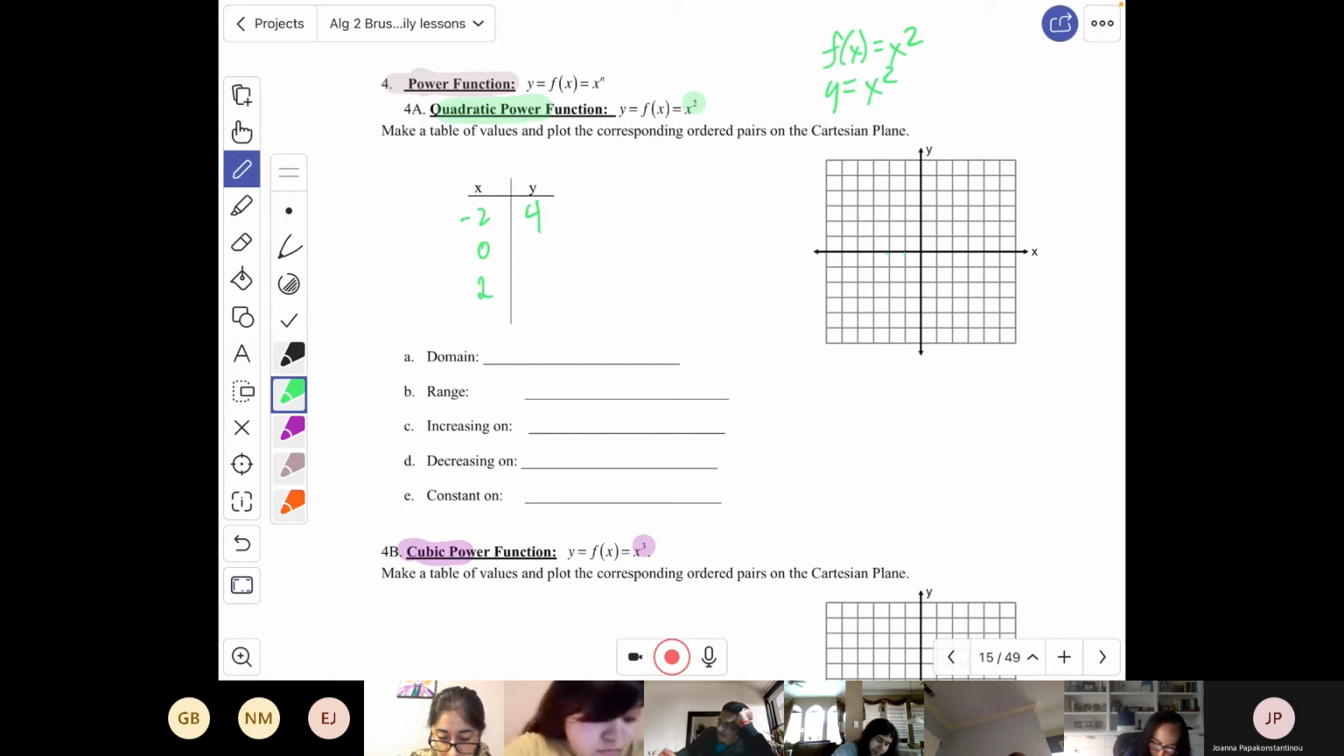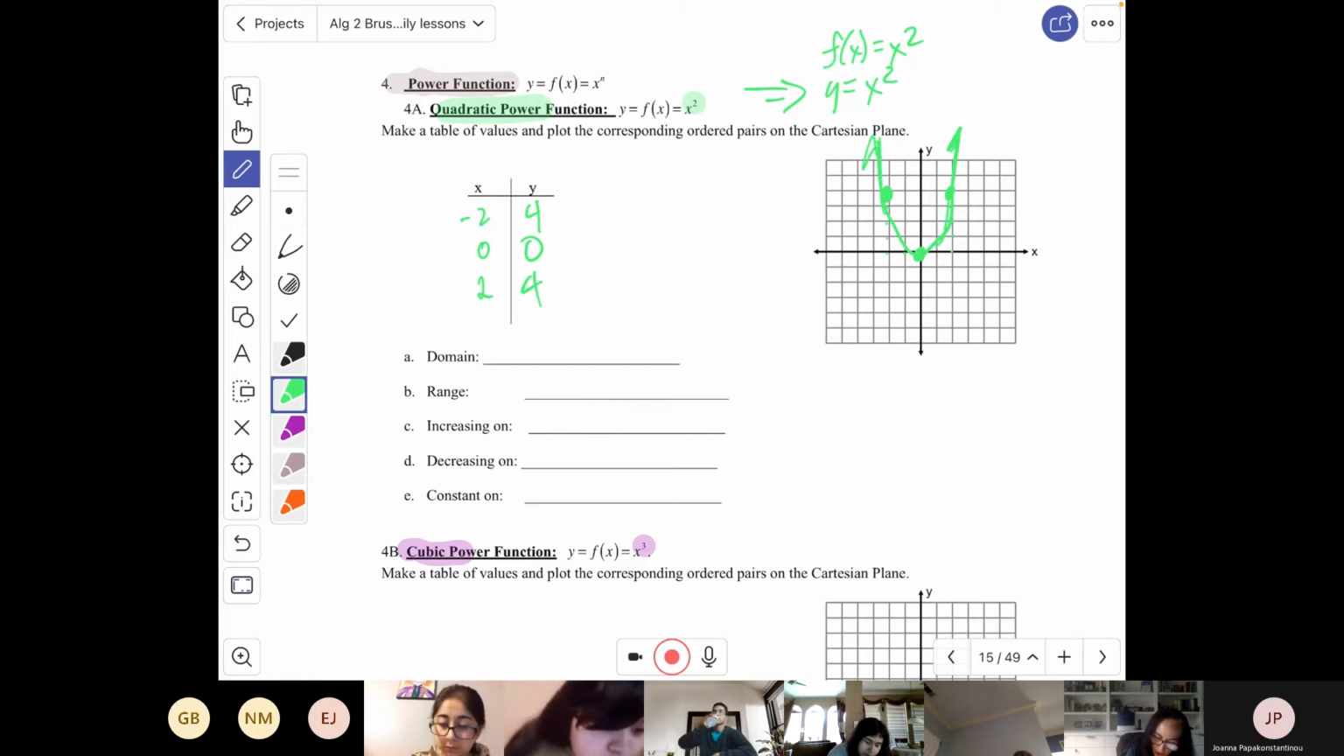So I can plot that point. Because remember, if we square any negative number, it becomes positive, because a negative times a negative is a positive. What about if I substitute 0 in for x into this parent quadratic function? What is y? 0. So it passes through the origin. And what about when x is 2? What is y? 4. Very good. So I can plot that point. So I have my parent quadratic function.